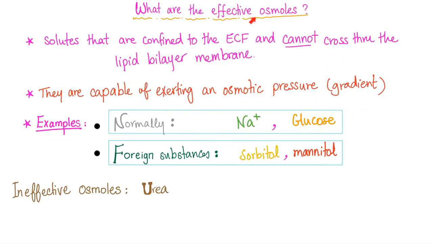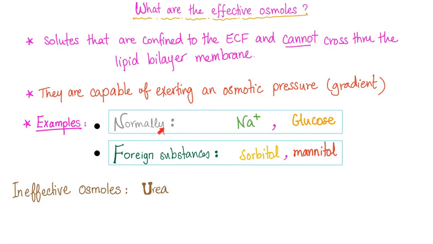Can you give me examples of those effective osmols that contribute to osmolality and tonicity? Sure. Normally, sodium and glucose. And abnormally, sorbitol and mannitol. How about ineffective urea? Urea is a piece of melana. Okay, medicosis. So my patient is hyperosmotic. I got you. And my patient is also hypertonic.